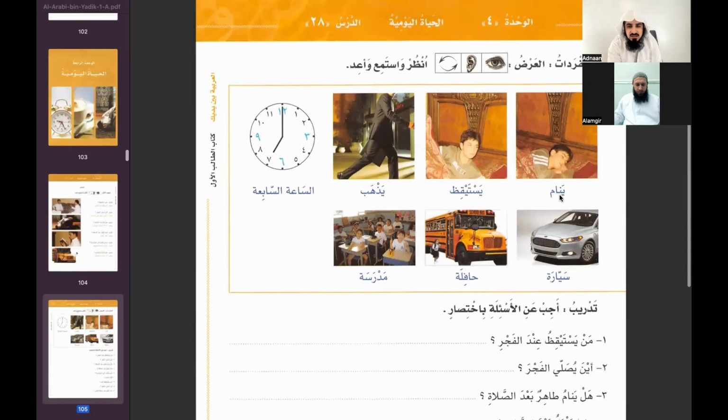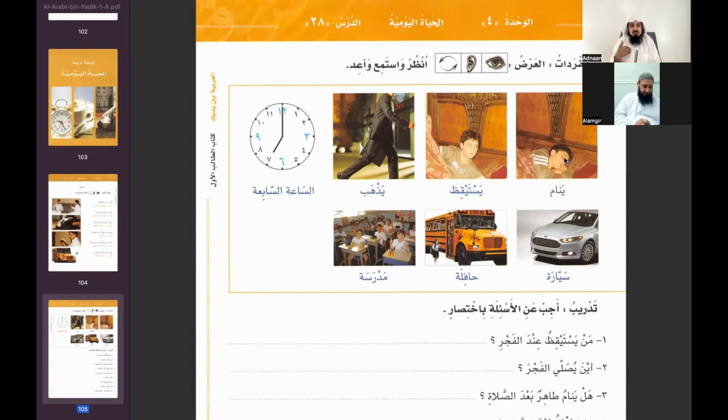So look here. Yanamu means he's doing what here? Sleeping. And yastayqidhu, you can see that's the complete opposite. What's he doing there? He's waking up. So you've got yanamu, he's sleeping. Yastayqidhu, he's waking up. Notice how the ya is speaking about him.